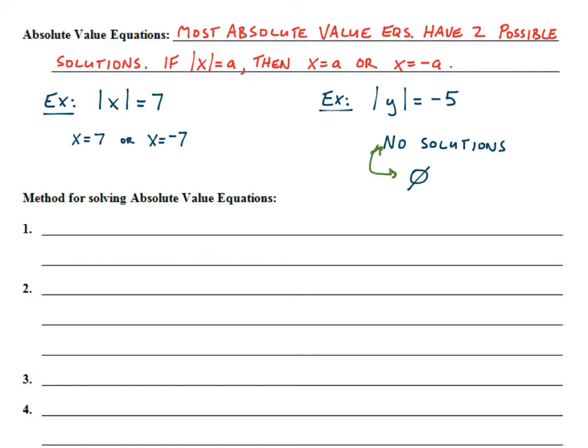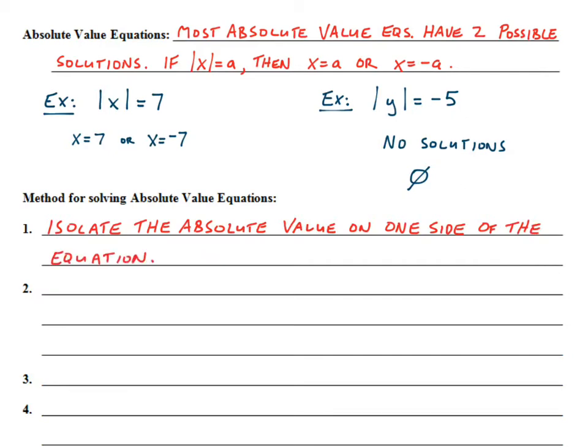All right, let's talk about a method for solving absolute value equations. Our first step is to isolate the absolute value on one side of the equation. So we need to get the absolute value all by itself.